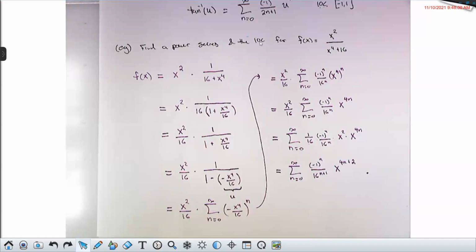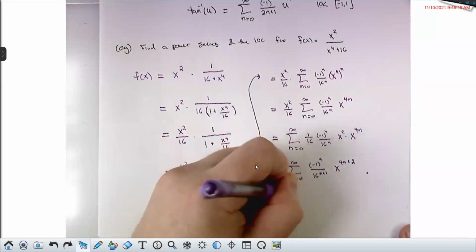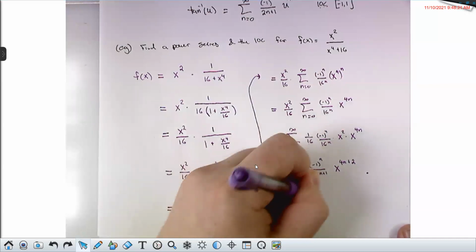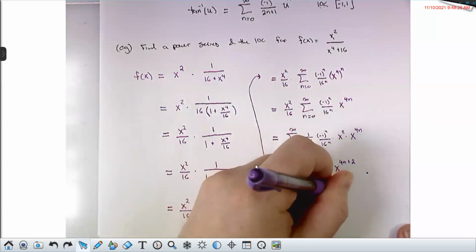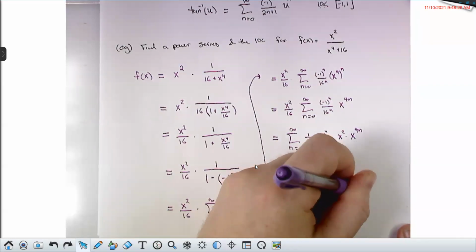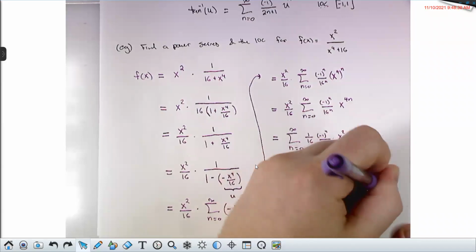We do also want the interval of convergence, and there's multiple ways to get this. If I handed you this out of nowhere and said, find the IOC, probably the natural thing to do would be to run the ratio test. But I know where this came from. This came from the geometric series trick. So this guy will converge since this comes from geometric series.